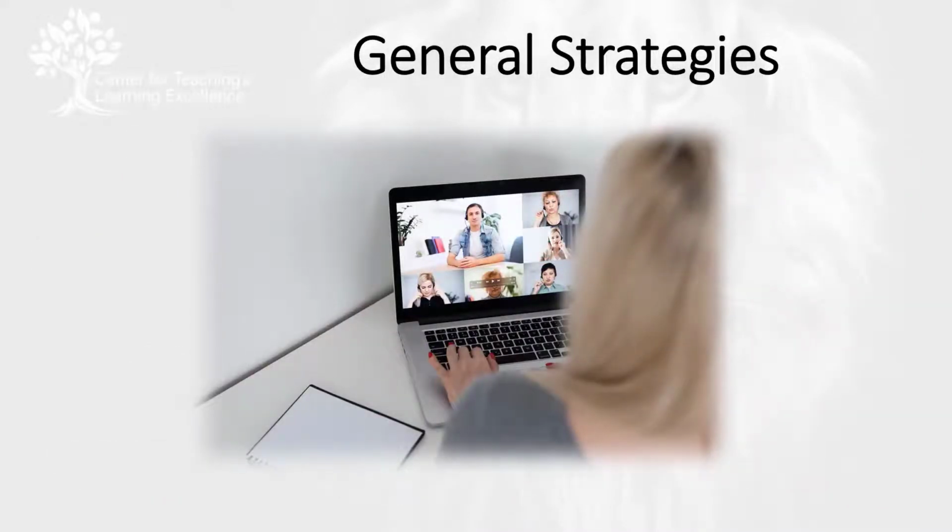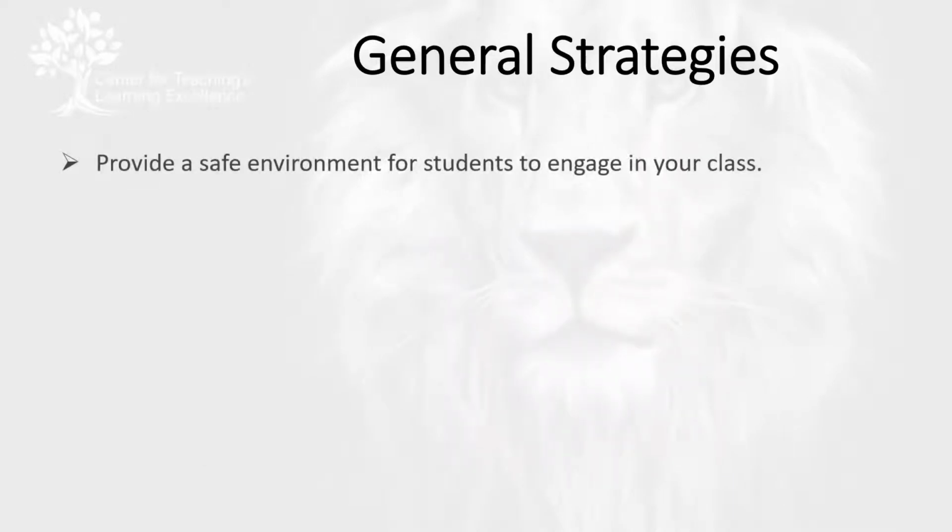Let's start by looking at some general strategies you can implement to get your students actively engaged. The first one is to provide a safe environment for students to engage in your class. Before most students will engage in your class, especially in class discussion, they want to know, will it be a safe space?